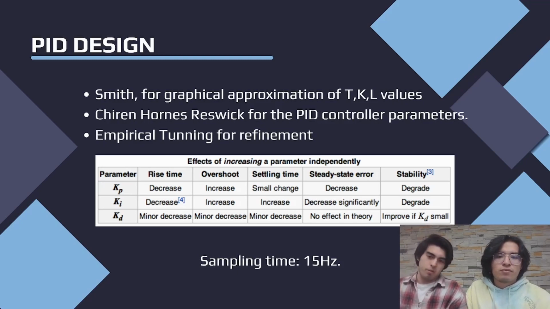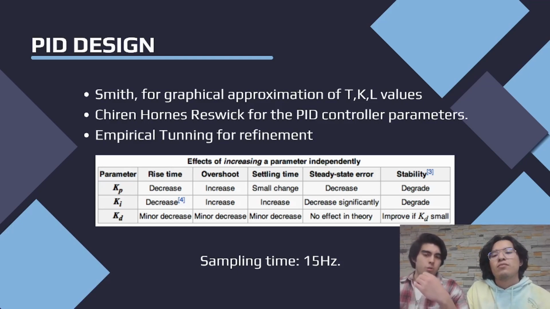After finding its transfer function and by injecting it with a unitary step, we began making tests in the experimental way to find the T, K, L values using Smith's approximation from 1952. Then, after we got those values, we used Chien, Hrones, and Reswick's method for PID tuning. After we got a base PID controller, it didn't have the performance we desired, so we used empirical tuning to refine the PID controller.